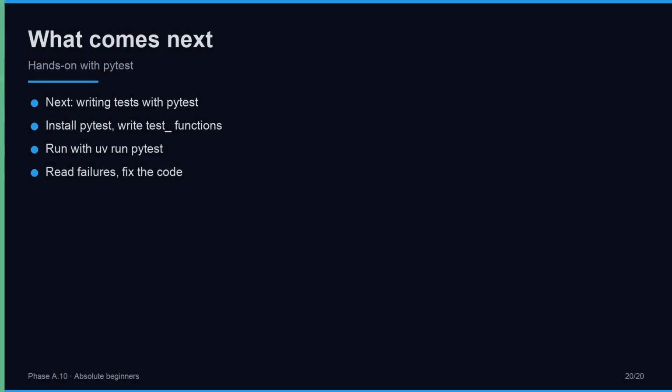Next we get hands-on. We install PyTest, write our first test functions, run them with UV run PyTest, and learn how to read the output when something fails. By the end of the next lesson you will have written your first real test and watched it pass. Then we go further: fixtures for setup, mocking for external services, and finally packaging your script so others can install it. Hands-on next.